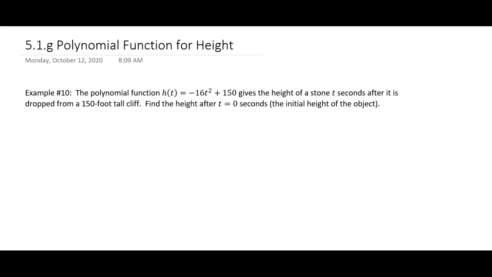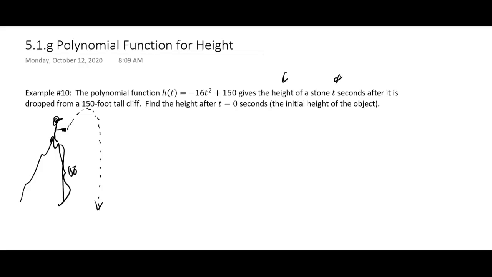So now we're going to apply what we were talking about with functions to this example here. It says the polynomial function h of t equals negative 16t squared plus 150 gives the height of a stone t seconds after it is dropped from a 150-foot tall cliff. Okay, so there's a cliff, and here you are standing on the cliff with a stone, and by the way, the cliff is 150 feet. You're going to throw the stone, maybe you're going to throw it up, and it's going to go up, and then eventually gravity's going to take over, and it's going to fall to the ground.